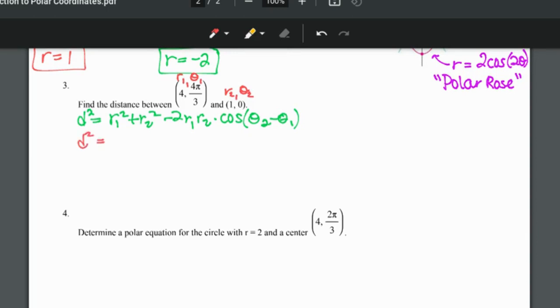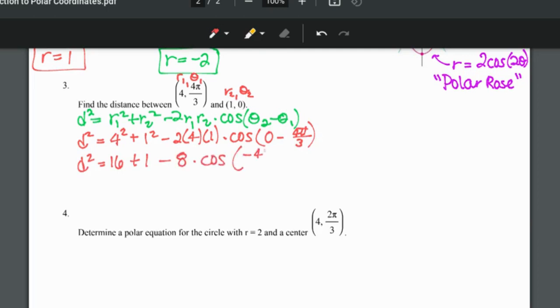So at this point we're going to substitute in, so we have the distance squared is equal to 4 squared plus 1 squared minus 2 times 4 times 1 times cosine of, and now notice that this is angle 2 minus angle 1, not the other way around. So this is 0 minus 4 pi over 3. And so we have distance squared is equal to 16 plus 1 minus 8 times cosine of negative 4 pi over 3.